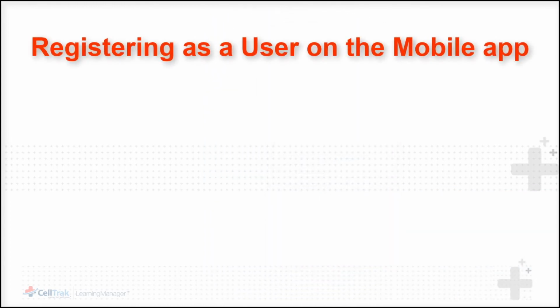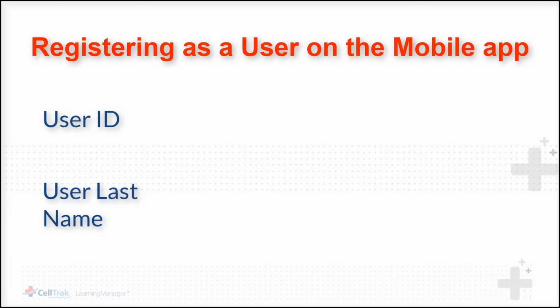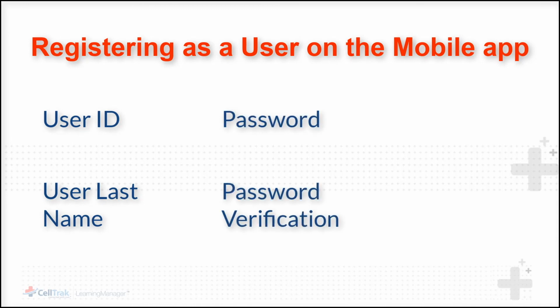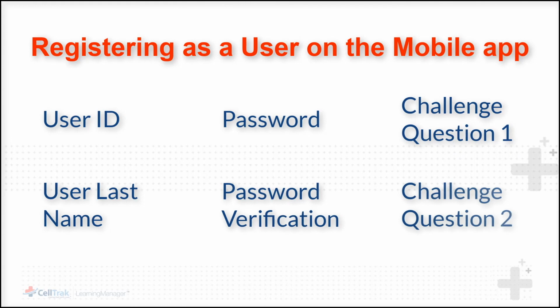To sum up, to register as a user on the CellTrak mobile device application, you need to complete 6 fields. These are user ID and user last name, a password and verification of that password, and 2 challenge questions and their answers.